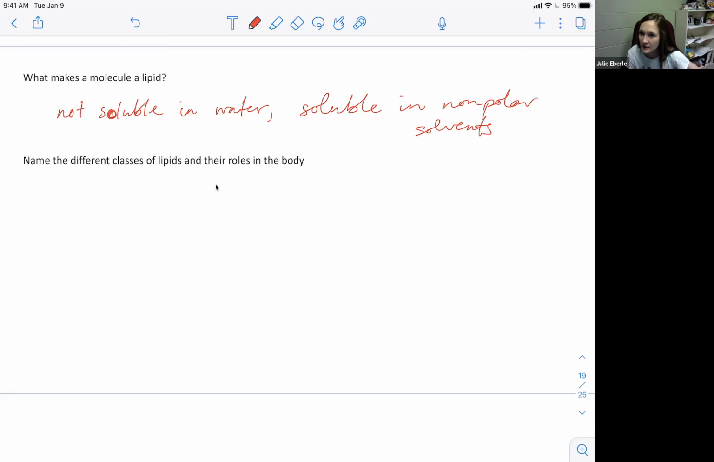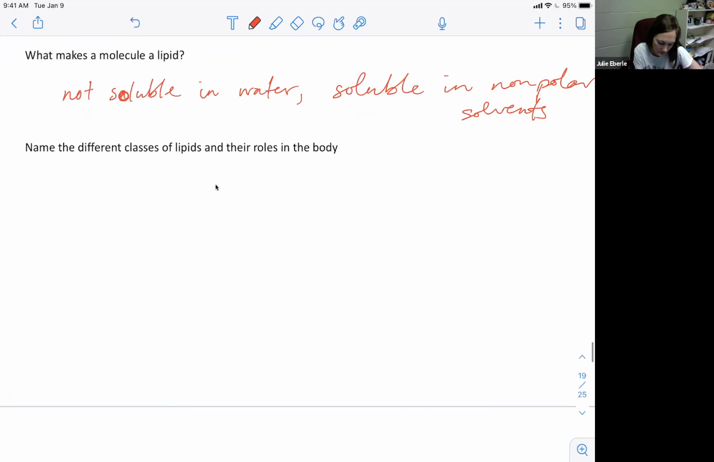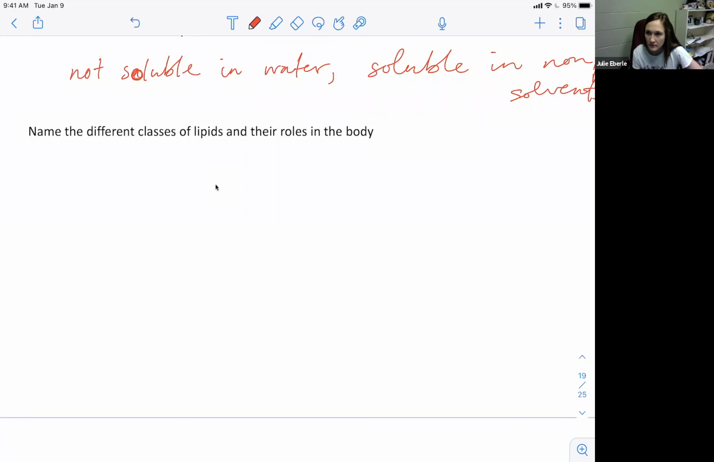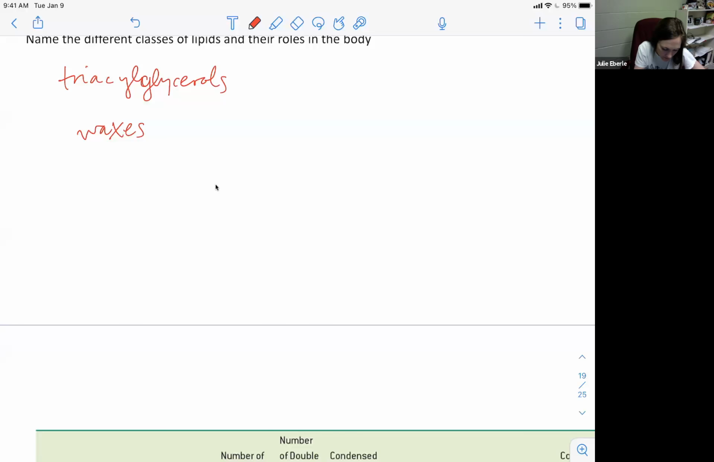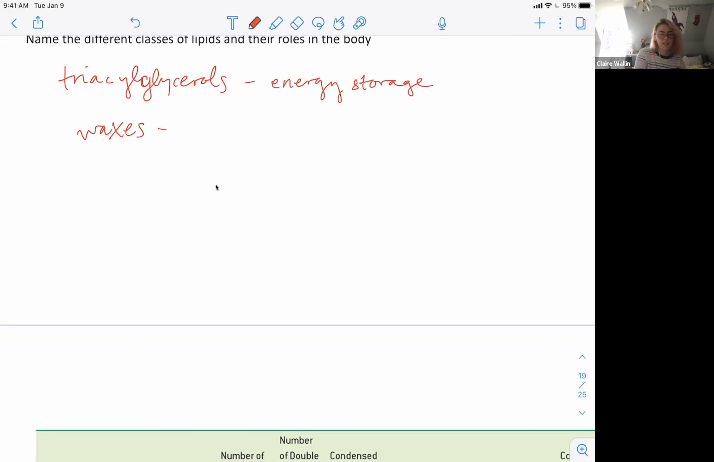Now, can we name the different classes and briefly state their roles in the body? Anybody remember one? Triacylglycerols, we should all know that one. Waxes was another one. Yes, waxes. Triacylglycerols are energy storage. That was the main purpose. What do waxes do? Don't they protect the skin? Mm-hmm.